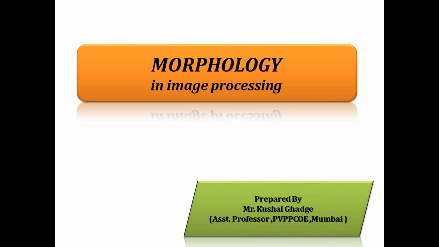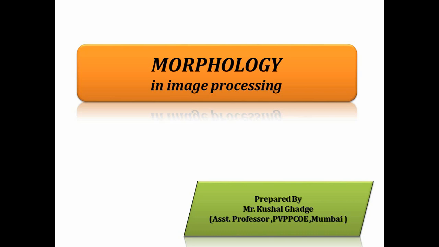Hello everyone. So today's topic is morphology in digital image processing. Morphology is basically the process where we use a morphological operator. There are different morphological operators like dilation, erosion, opening, closing, hit or miss, thickening, thinning, skeletonization. By using these, we can change the shape or we can actually change the boundary around the image.